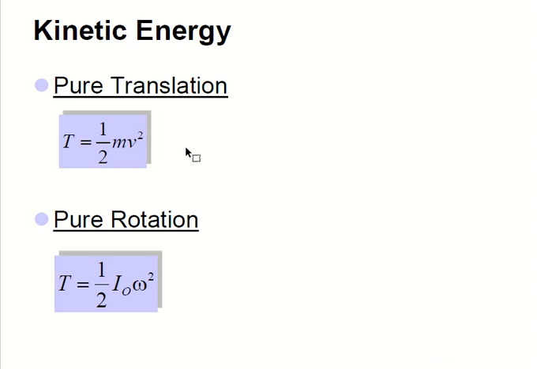So we come back to here for kinetic energy for pure translation. We would write it this way: kinetic energy equals 1 by 2 mv squared. For pure rotation, kinetic energy equals 1 by 2 mass moment of inertia, and then angular velocity, the whole squared.